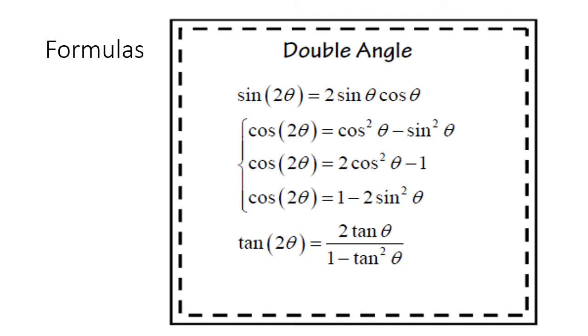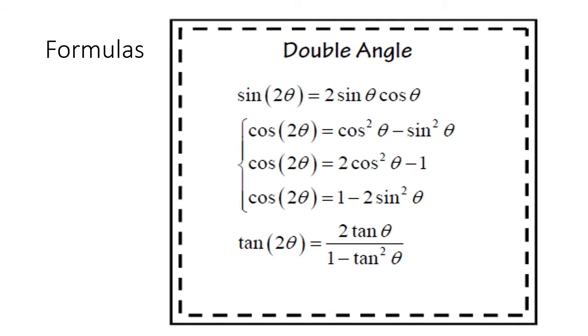For sine 2 theta, we only have one option. That's 2 sine theta cosine theta. For cosine 2 theta, we actually have three options, and this is because of the Pythagorean identity. The first one is cosine squared theta minus sine squared theta. And if you play around with the Pythagorean identities, you can actually derive the other two.